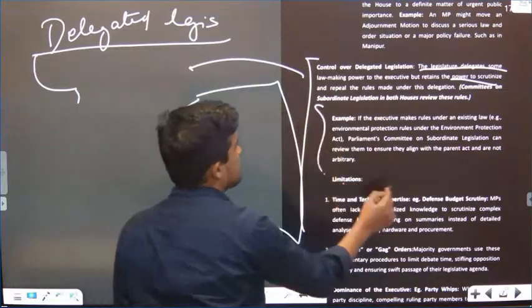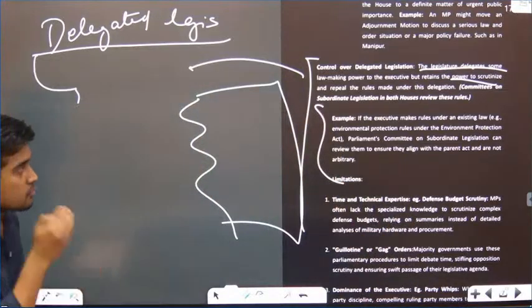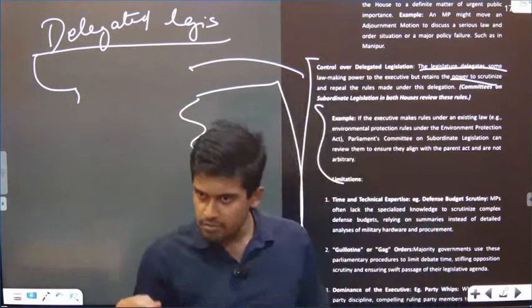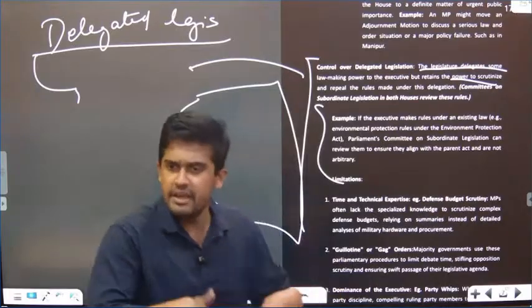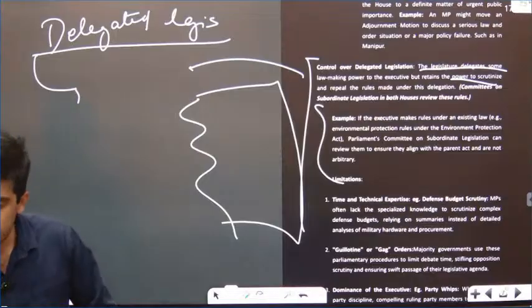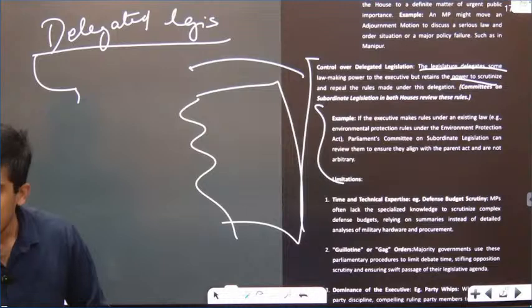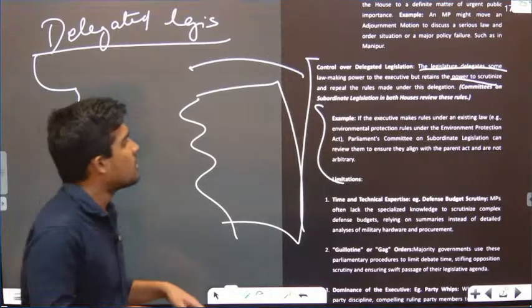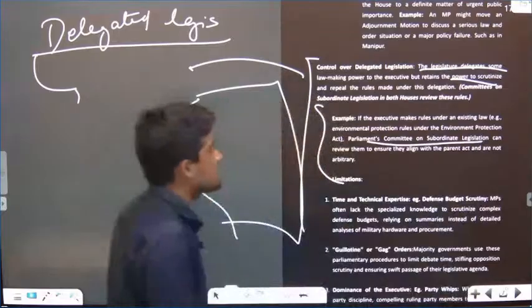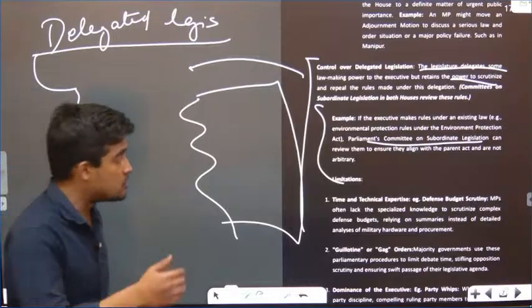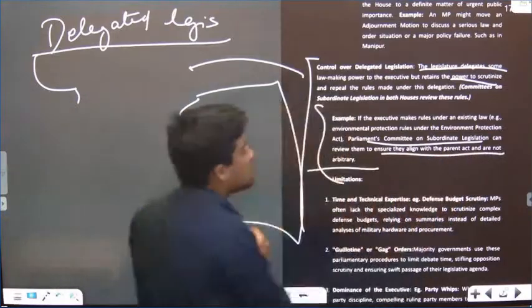See, example, if executive makes rules under an existing law, for example, Environment Protection Act, executive are making a rule because that is delegated legislation. So every day, some new rules and new laws are made by the executive through circulars, orders, notices. Every time it does not go to the parliament, but everything has to be in lines of the law that the parliament has made. Yes, Parliament's Committee on Subordinate Legislation can review these daily circulars, orders, etc., to ensure they align with the Parent Act and are not arbitrary in nature.